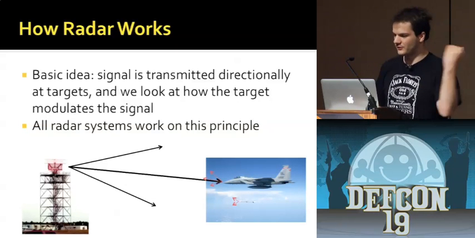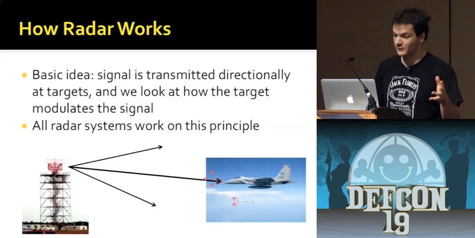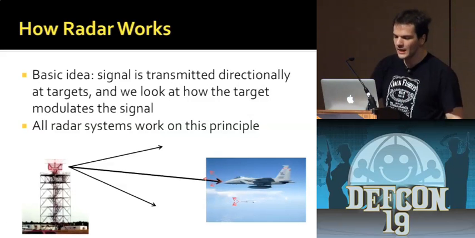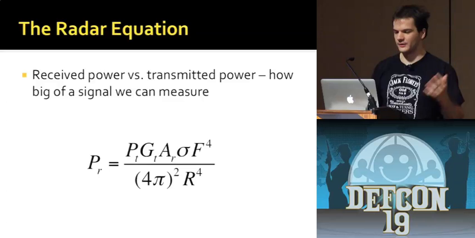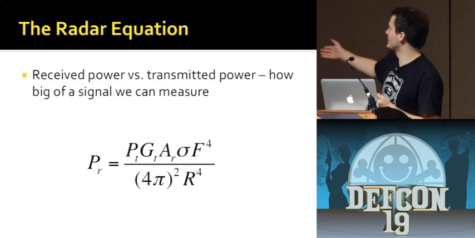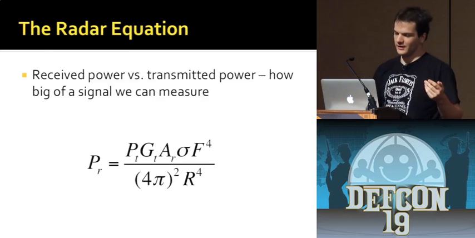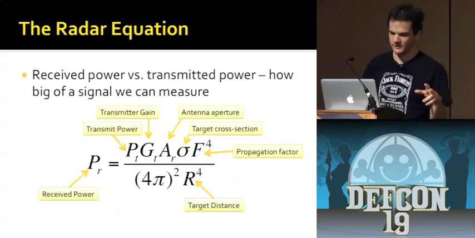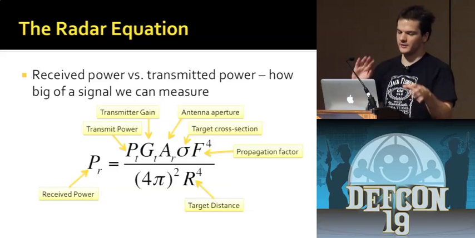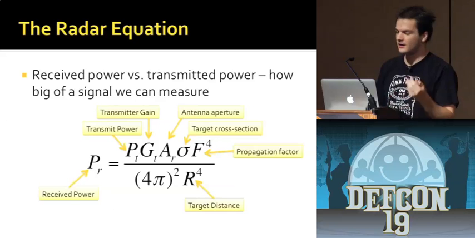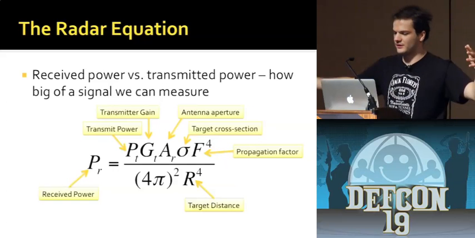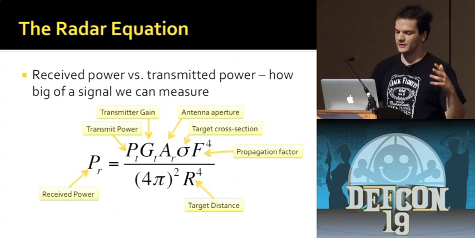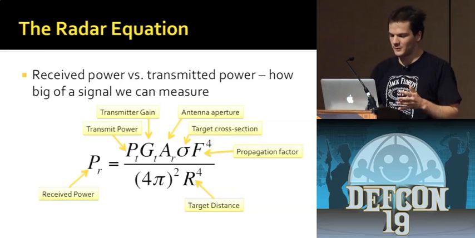You're transmitting a signal from somewhere, or somebody's transmitting a signal from somewhere, and you're looking at how that reflects off of a target. And all this is governed by this thing called the radar equation, which is this big thing with a whole bunch of terms. Basically, what we're looking at is the function of received power versus transmitted power. And the way that gets changed is, we get transmitter gain, antenna aperture, which is like how big your dish is, cross-section, and propagation factor, which refers to the medium that you're in. I actually don't really care about most of this stuff right now.